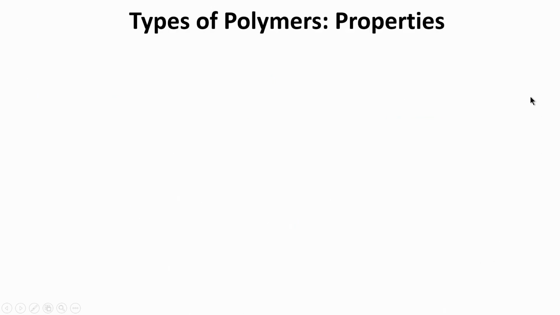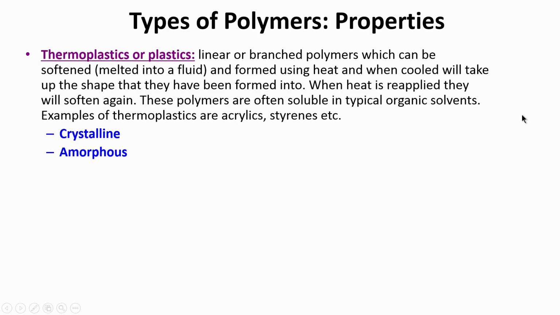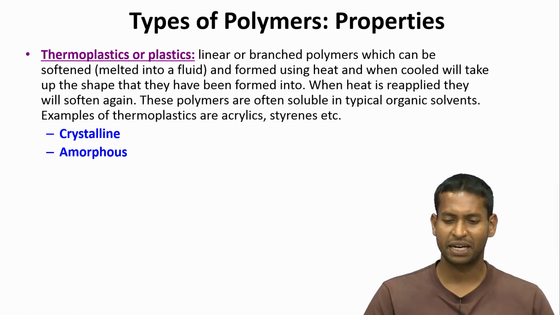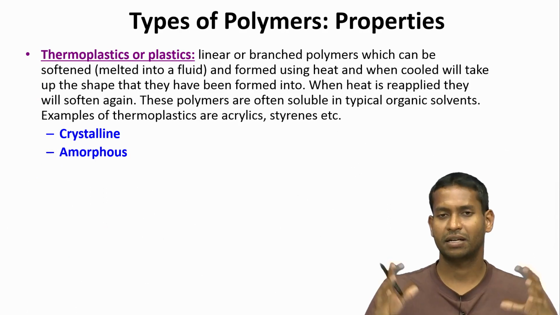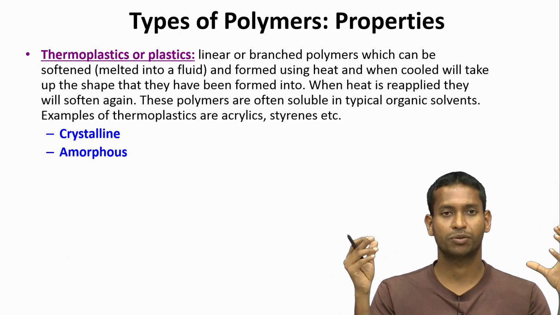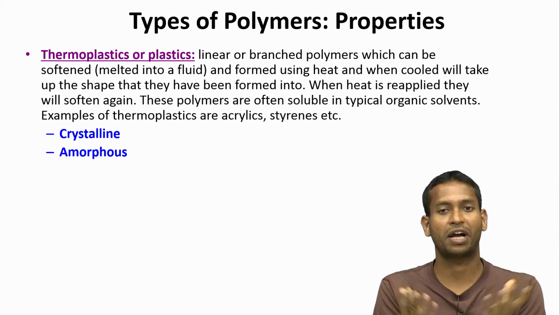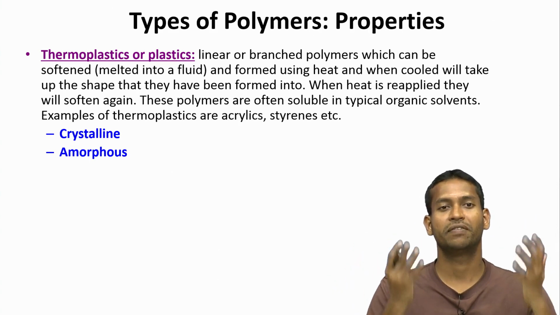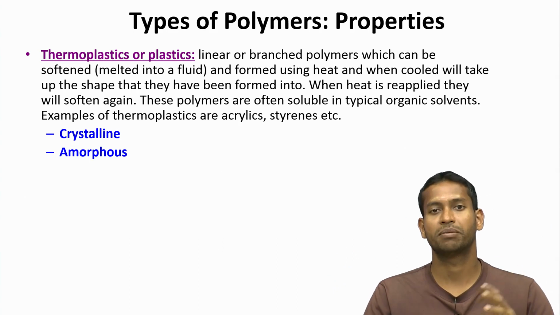And then polymers can also be defined on the basis of their properties. So, there are thermoplastics, or just plastics itself. These are linear or branched polymers. These can be softened typically by heat, and when they cool they assume the shape of whatever they are softened into. So, they are essentially liquid, and you put in whatever shape vial you want, and when these are cooled they will essentially take that shape.